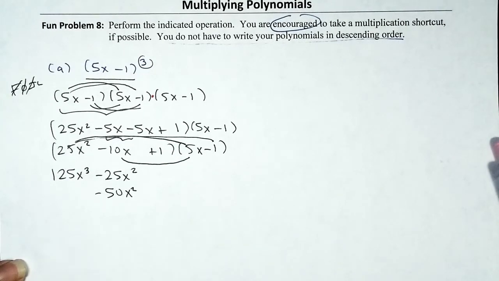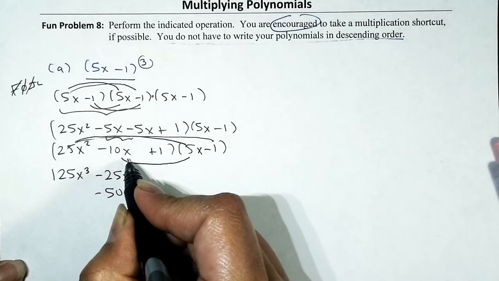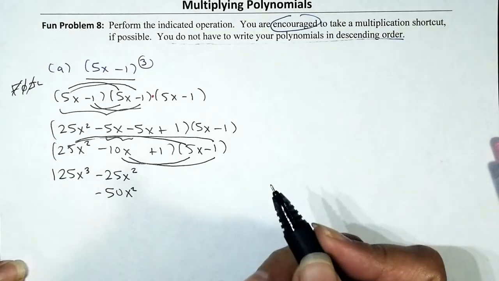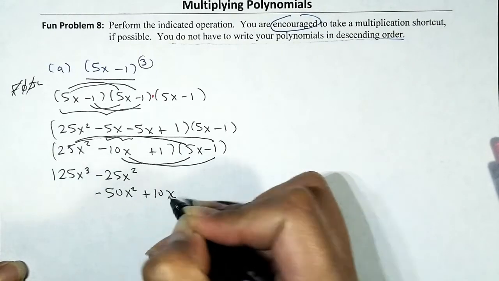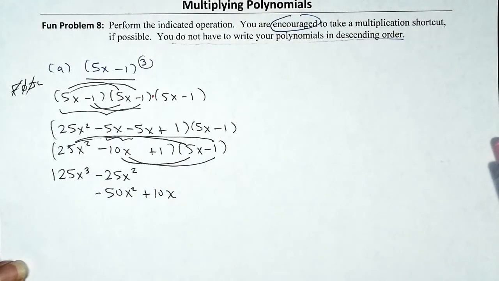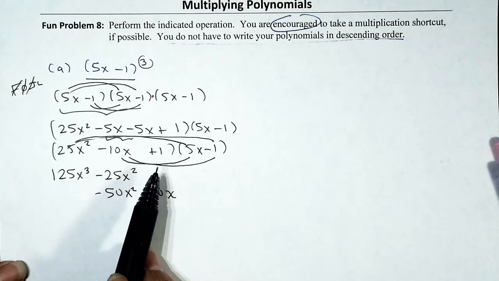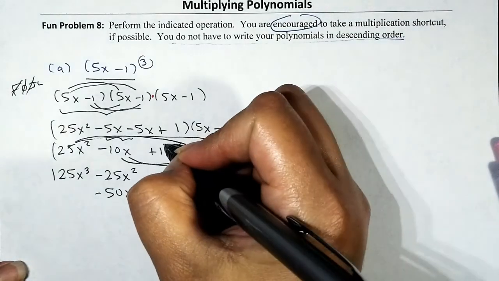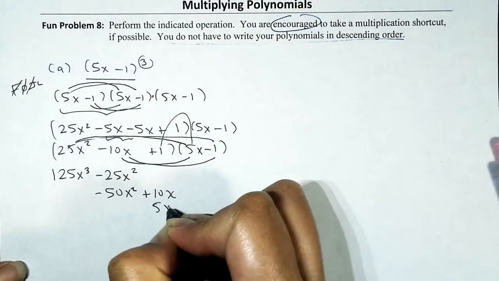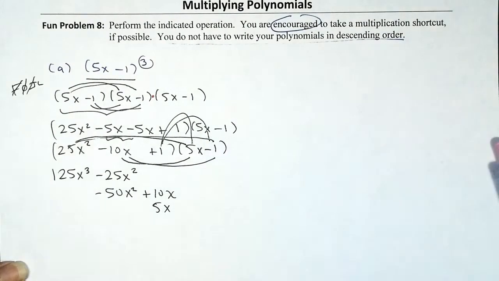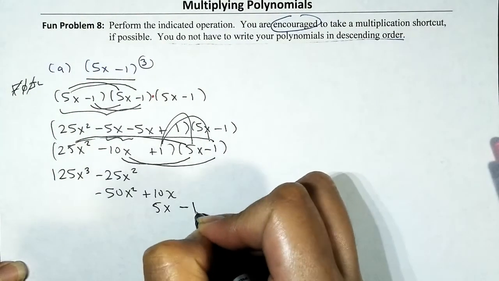Keep moving forward. The next product in that round, negative 10x times negative 1, will give us positive 10x. We write straight across because there's nothing to line up under. Round 3: what do we get when we distribute the 1? 1 times 5x will give us 5x. Line it up. 1 times negative 1 will give us a negative 1.